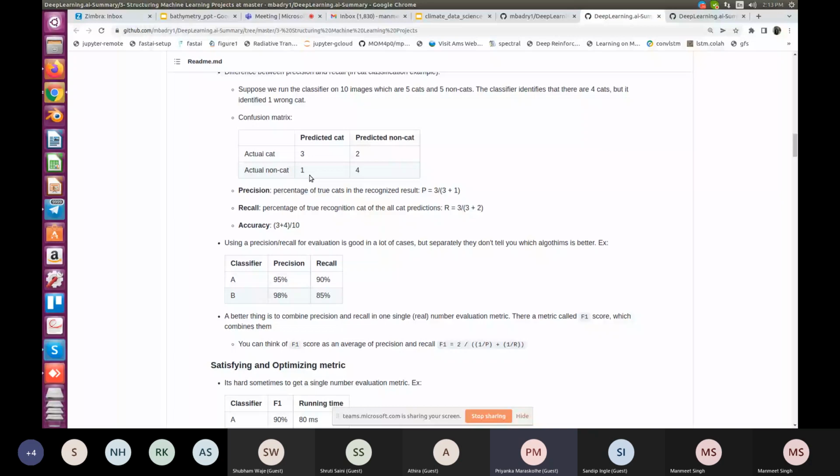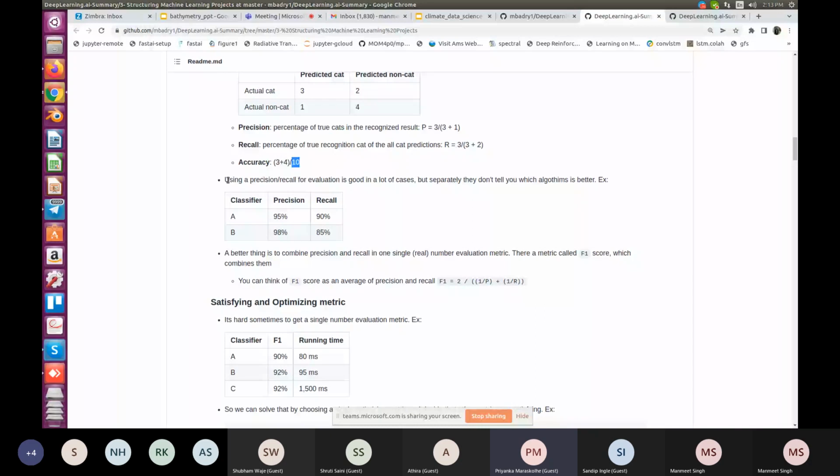Using precision or recall for evaluation is good for a lot of cases, but separately they won't tell you which algorithm is better. For example, classifiers A and B. For A the precision is 95% and recall is 90%, but for algorithm B the precision is 98%. In this case the precision is higher, but the recall is lower. So a better thing is to combine precision and recall, since separately you can't identify which algorithm is better.